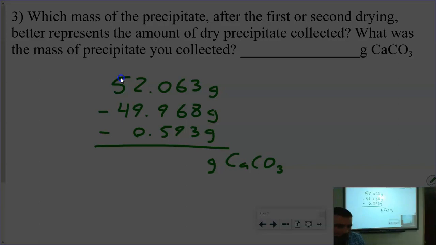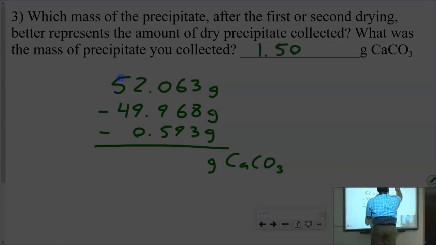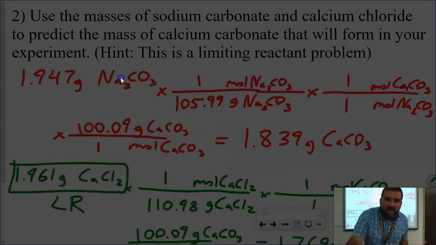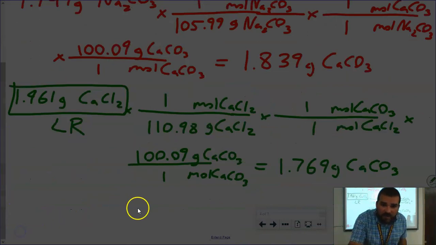And I'm getting 1.502, if I'm not mistaken, I hope. So that's how many grams I got from my experiment. Now, theoretically, based off the math from the previous slide, I should have gotten 1.769. So I'm a little short. But I think that makes sense when we start considering the errors.